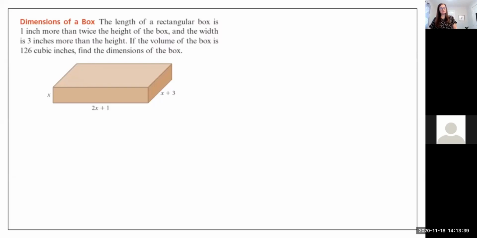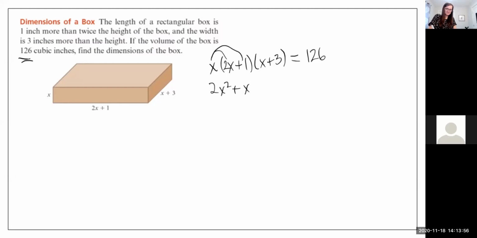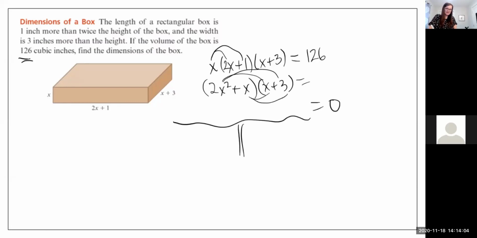And the last thing is you will have some applications. For instance, if you want to get the volume of this box, you're going to go length times width times height, or the other way around. They want it to be 126. So I actually have to go in, multiply this all out, multiply it again, right? Get everything to one side equals 0, and then factor and find the possible zeros. Those zeros are going to be potential answers. You're going to have to interpret them based on the context.